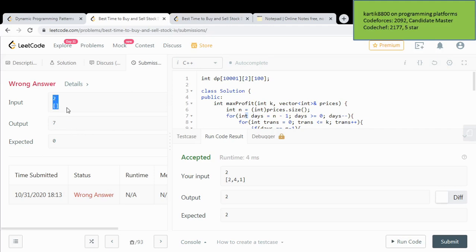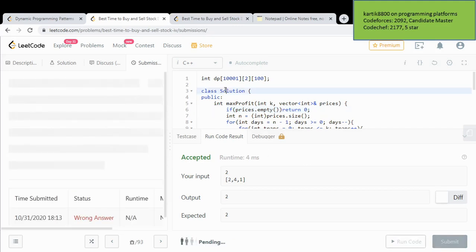No, wait, this is like an empty array. For this, output is 7, expected was 0. Okay, I'll just add this one. If price is empty, simply return a 0. Don't even go further.